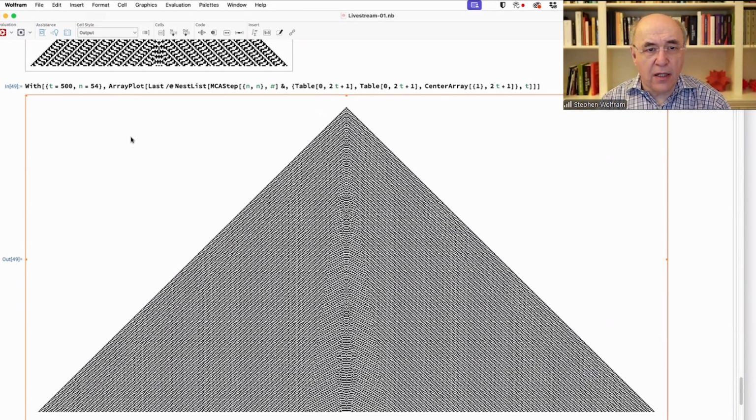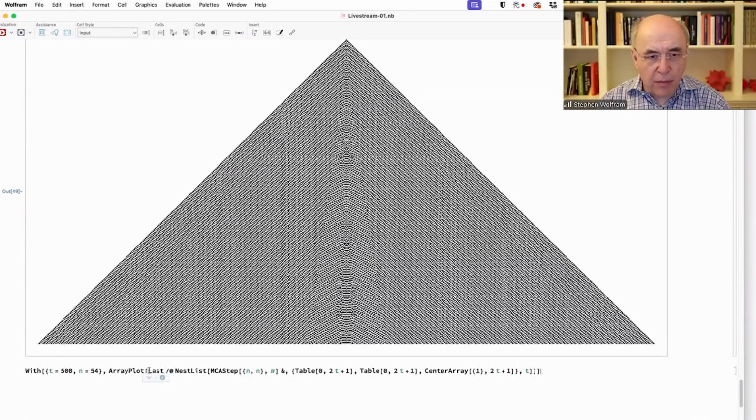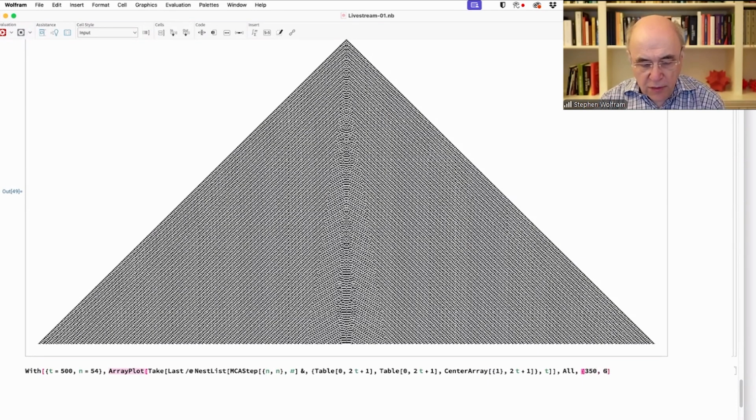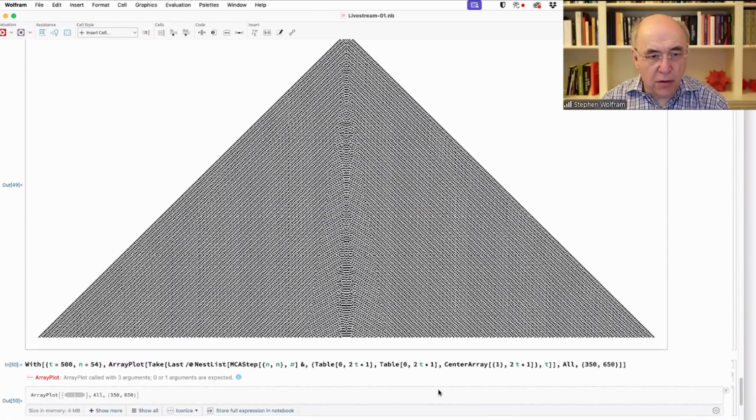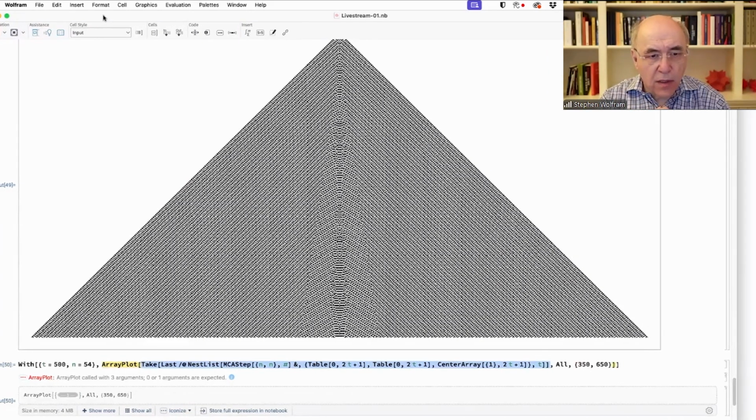And we could probably take, let's see, this is 500 steps, so let's say take that all, and then let's say, I don't know, 350 to 650. So now that will hopefully give us just the, what did I do wrong? Did I do something stupid here? Array plot. That should be right. Why did it think that the whole array plot is inside the take? Oh, that's the problem.